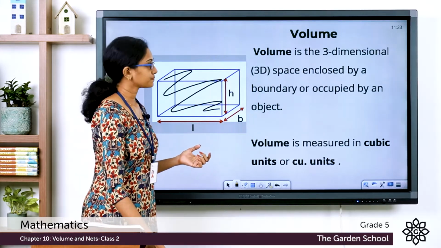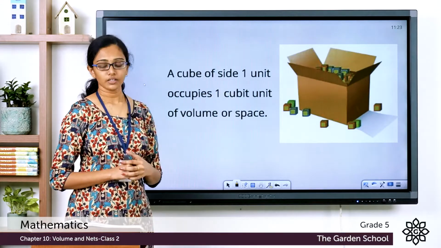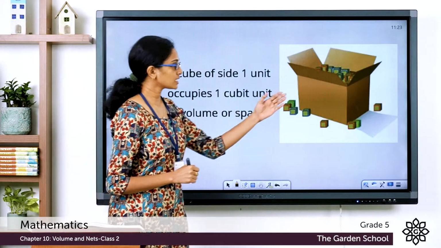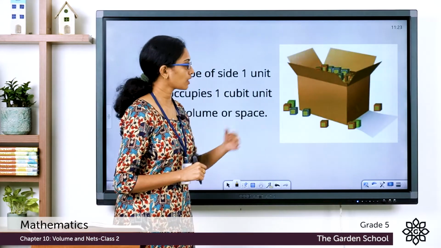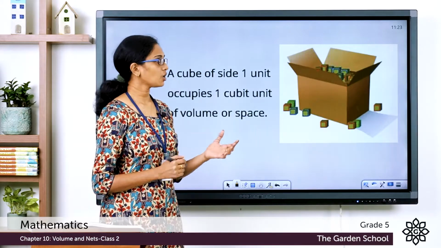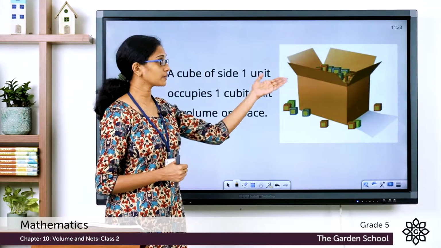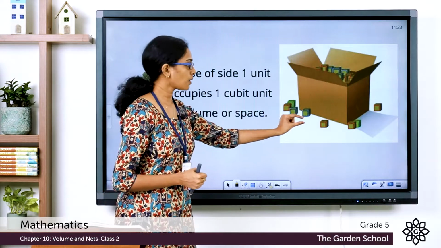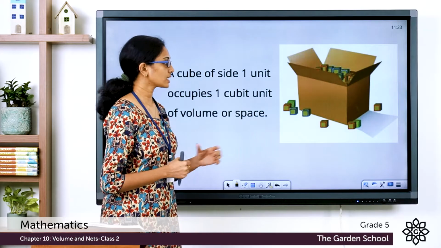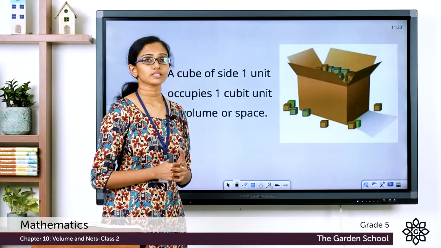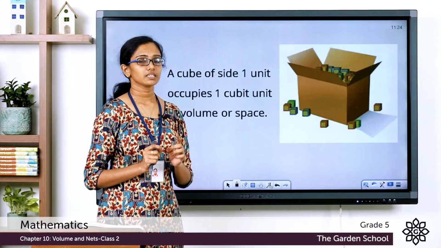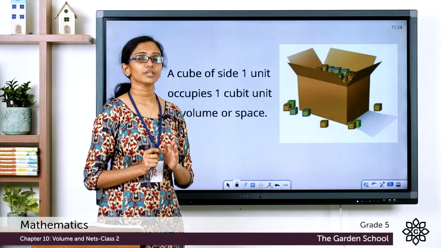You see a picture here. You can see this picture on page number 153 of your textbook. There is a box here and it has the shape of a cuboid, and you see small boxes being kept inside it. How many boxes can be kept inside a big box like that? These small boxes are cubic unit boxes, each one has got a side of 1 unit. A cube which has got a side of 1 unit is called a unit cube.